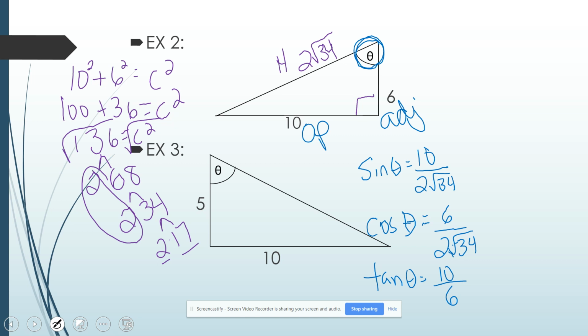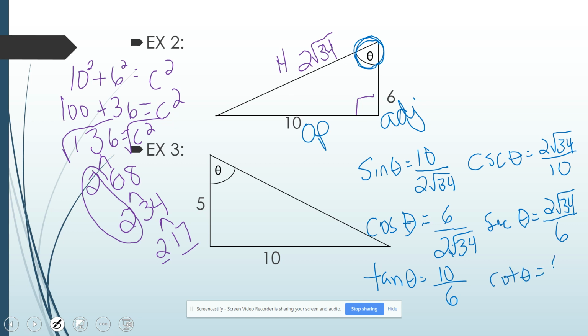I have some cleaning up to do here, but I'm going to wait until after we do our reciprocal functions. So our cosecant of theta is 2 square root of 34 over 10. Our secant of theta is 2 square root of 34 over 6. And our cotangent of theta is 6/10.